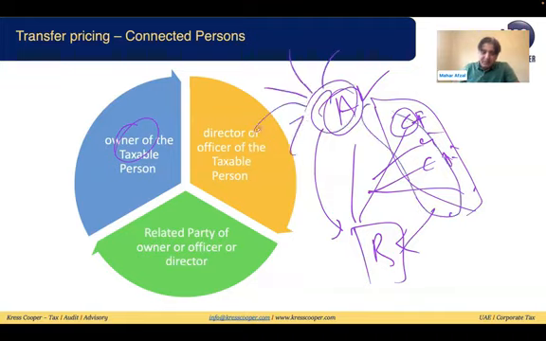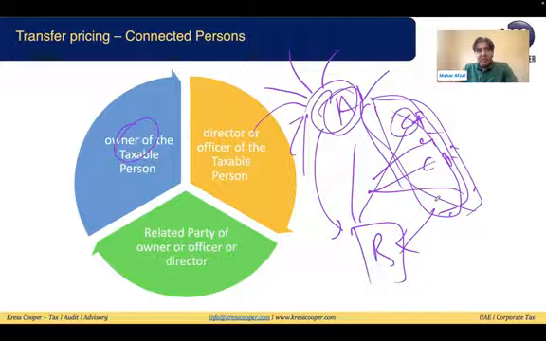We know what the related parties are; we just discussed the rules. So the related party of A and the related parties of these officers will also be considered connected persons. So if any transaction is being made between the related party of the owner and the company, or between the related party of the directors and officers of the taxable person and the company, it will be considered a connected person transaction as well.